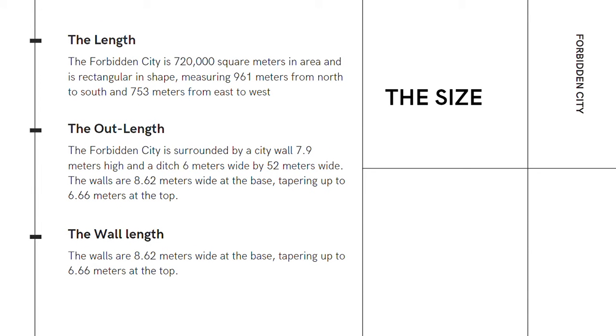The size. The Forbidden City is 720,000 square meters in area and is rectangular in shape, measuring 961 meters from north to south and 753 meters from east to west. The outline. The Forbidden City is surrounded by a city wall 7.9 meters high and a moat 6 meters deep by 52 meters wide.